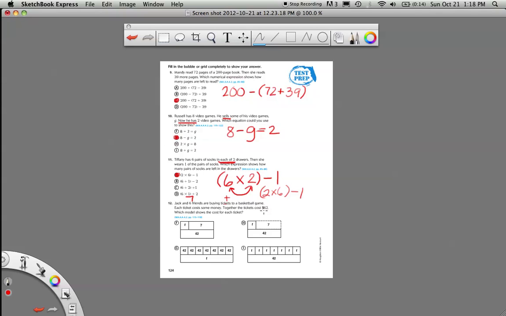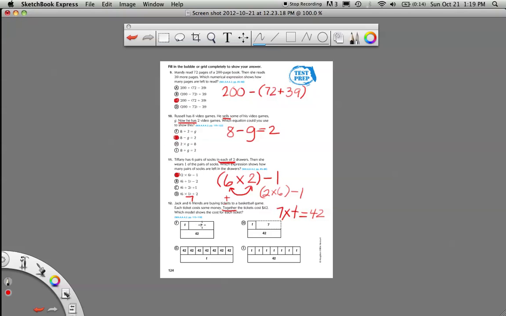Together, the tickets cost $42. When I see that word together, I know that's what it's going to equal all together at the end. It's going to equal $42. So I have 7 tickets, and each of them costs T. So 7 times T equals 42. So let's see if I can find 7 T's, and all of that is the same as 42.